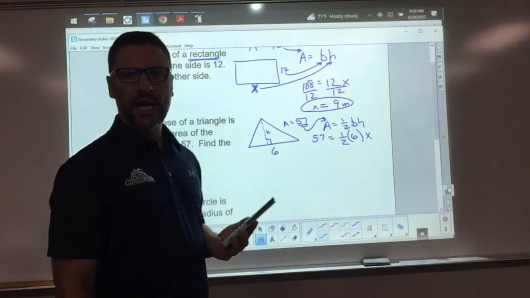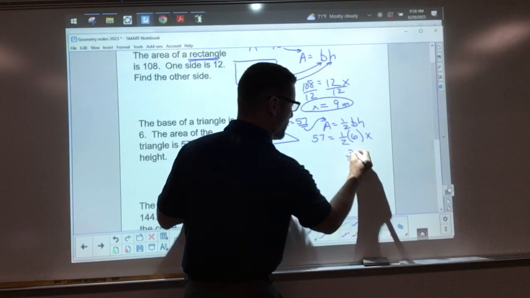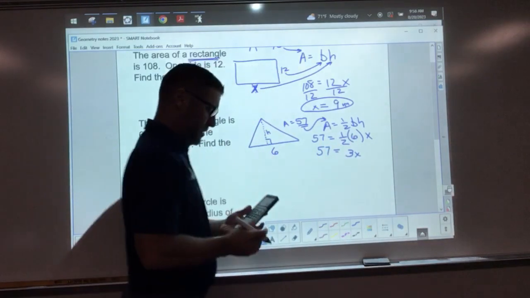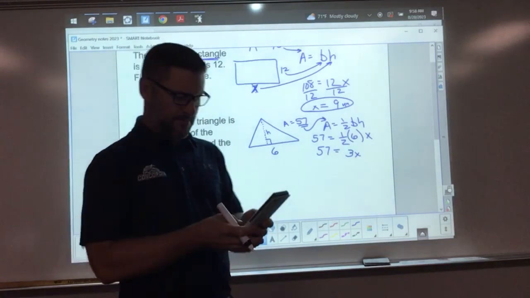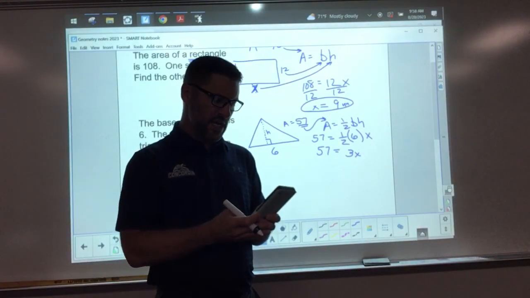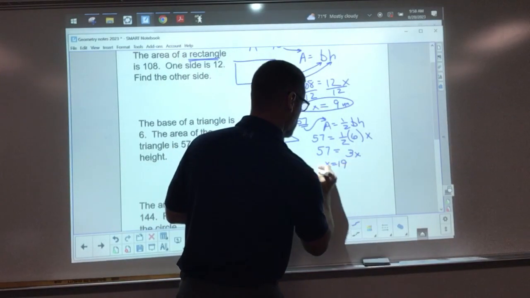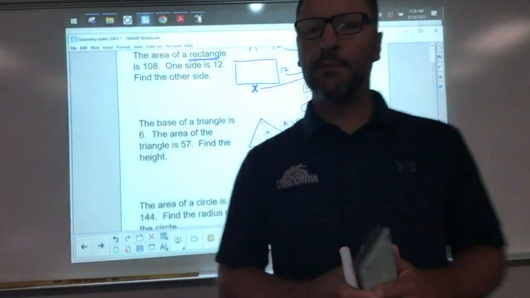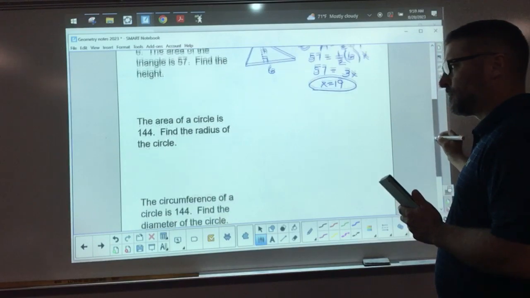What I would do here is multiply these together and get 3. Half of 6 is 3, and I got 57. I'm going to divide 57 by 3, and I got an x value of 19. Again, I could put 19 units, I could put 19 a lot of things, but I'm just going to put 19 there.